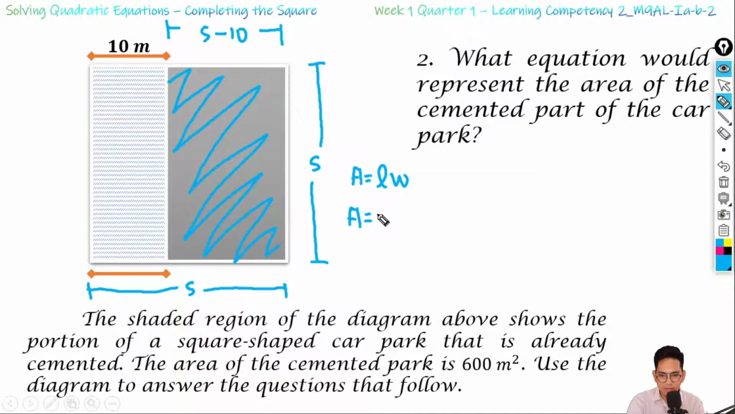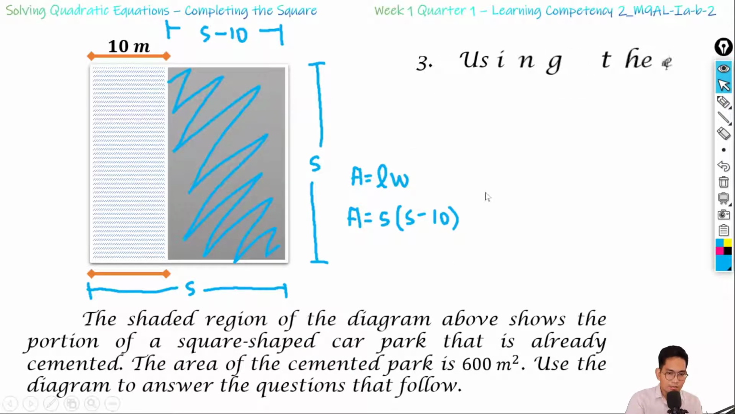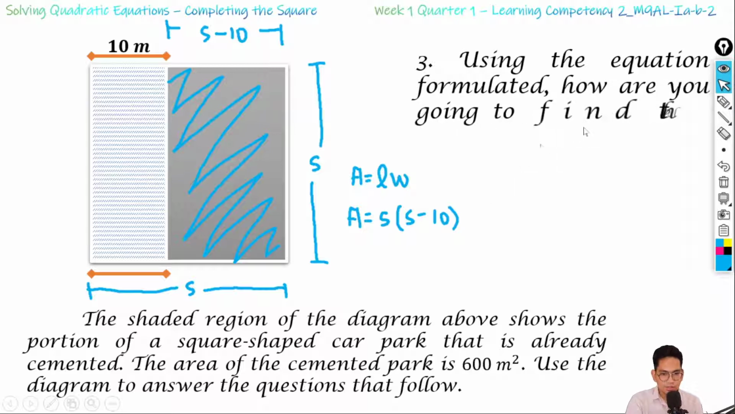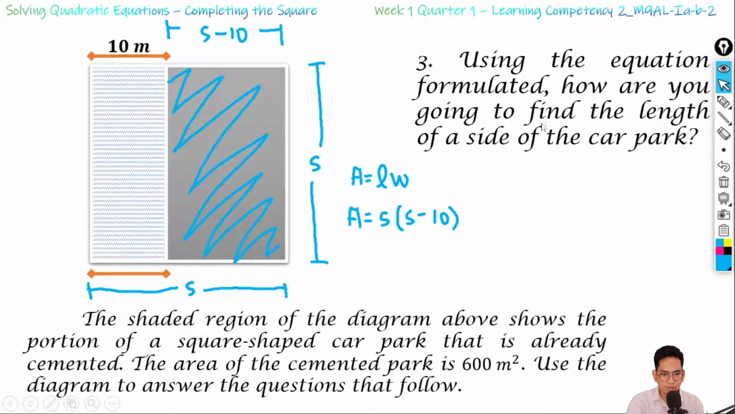But our length this time is S, and our width is S minus 10. And then question number 3. Using the equation formulated, how are you going to find the length of the side of the car park? Remember that we already have here the area of the cemented park is 600 square meters. So therefore we can substitute that here. 600 is equal to S times S minus 10.